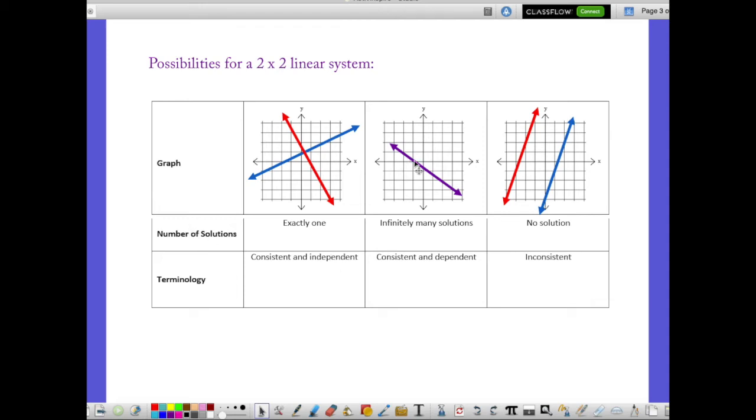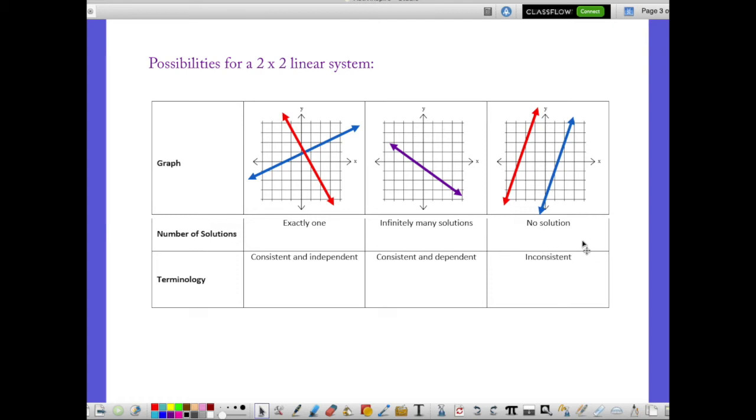The next one is that maybe both equations have the same graph. So in this case, we'll have infinitely many solutions, and each solution is every point on the line. And again, we call it consistent since there is a solution, but dependent since there are infinitely many solutions. Okay, so we can have either exactly one solution, infinitely many solutions, or no solution if the two lines are parallel, so they don't intersect at all.